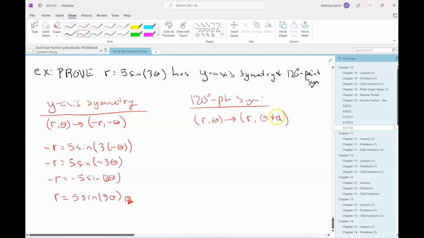Okay, so for the 120 point symmetry, we're going to replace r with r, so no change there. But we're going to replace theta with theta plus 120 degrees. So far, so good. Okay, I'm going to distribute the 3 inside my parentheses.